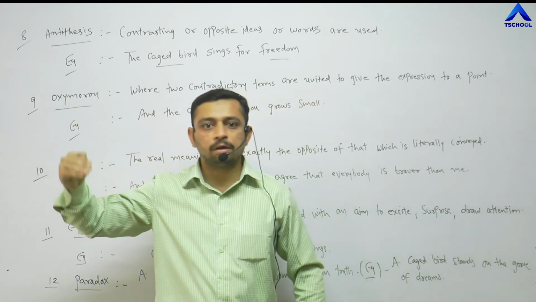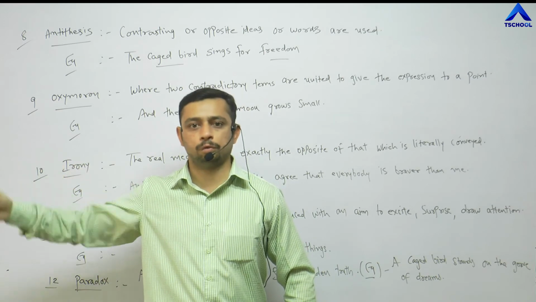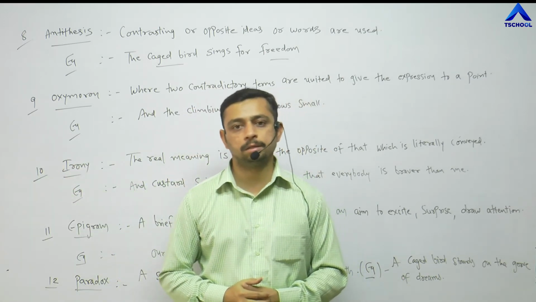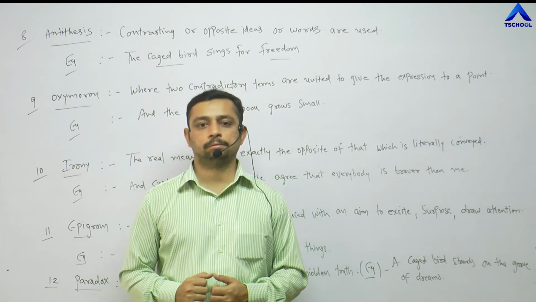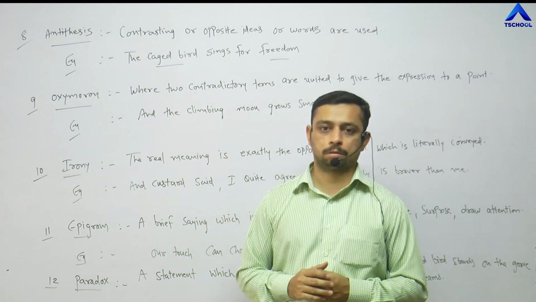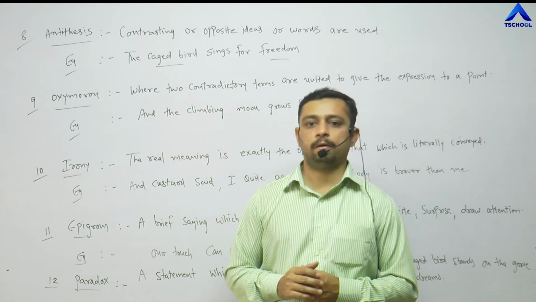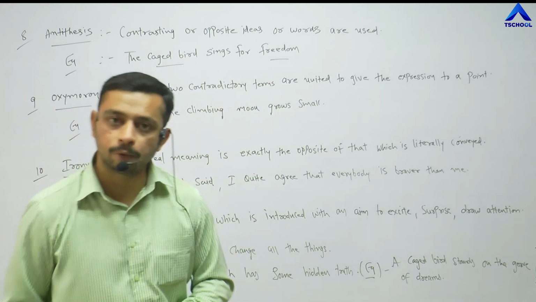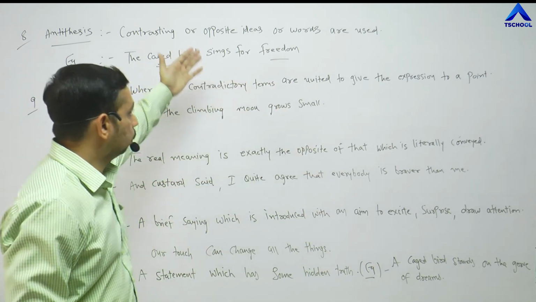These different meanings, this different hidden truth, he conveys in one single line. And when you find such kind of figure of speech, that is known as paradox. I hope the concept is clear. Right? Please make a note of it.